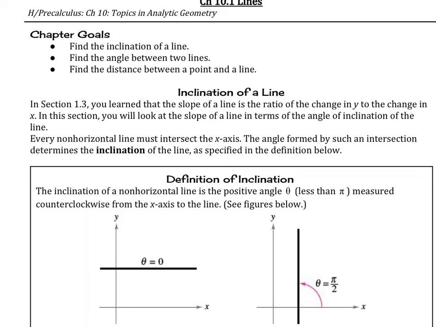Chapter 10.1, we're looking at inclination of a line. We're going to find the inclination of a line, find the angle between two lines, and then find the distance between a point and a line.